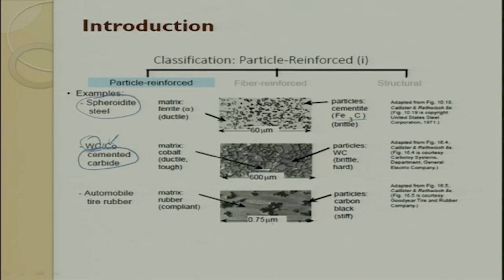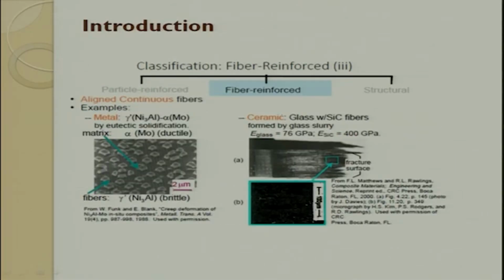I have just put all the figures, the cross section views, so that you can understand how the dispersion is and how we are going to machine. Okay, if you look at fiber reinforcement, here you can see aligned continuous fiber. So, you see a metal matrix here, Ni3Al nickel aluminide, with alpha molybdenum. By eutectoid solidification it is made. So, here is the matrix, and these are the fibers, right. These fibers are nothing but nickel aluminide, which is brittle.